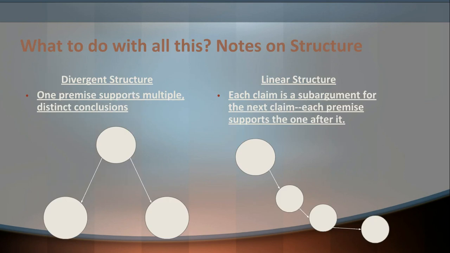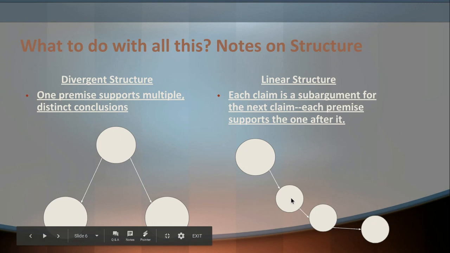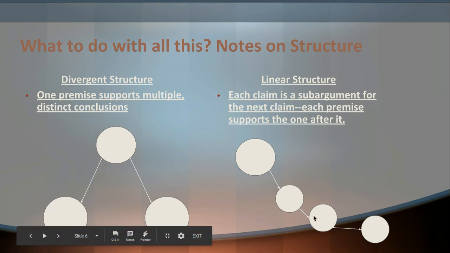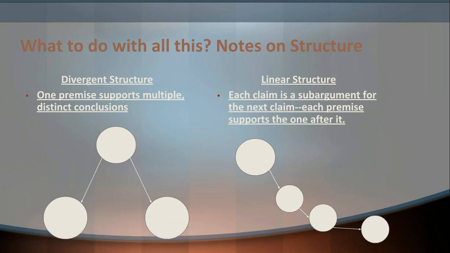But, just like our diagram here, we have a premise that supports a sub-conclusion, which supports a sub-conclusion, which supports a sub-conclusion, and so on until we get to the main conclusion of whatever the argument is. And both of these can take place with any number of premises. There's no limit to how large or how small an argument can be.